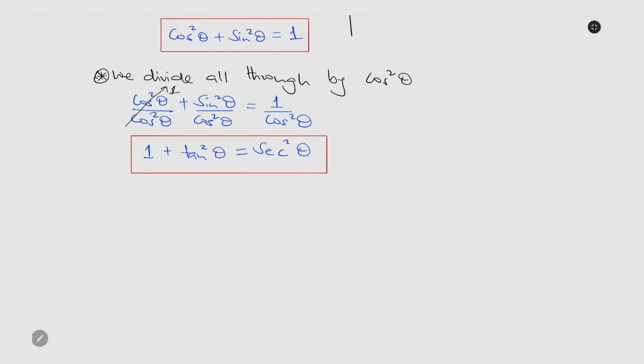Now we want to get our third trig identity. We divide all through by sine squared theta. We are dividing the fundamental trig identity. Remember, this here is the fundamental trig identity.